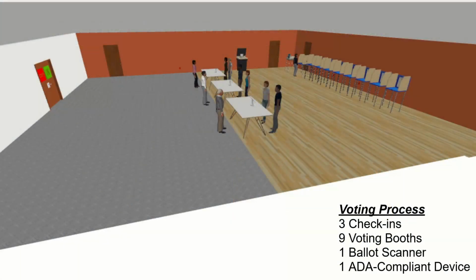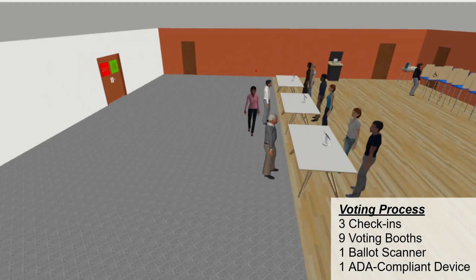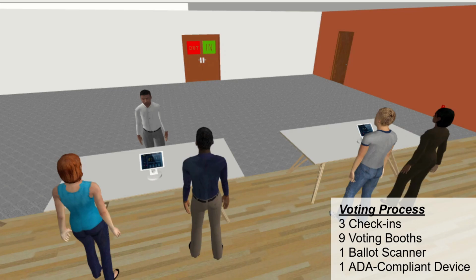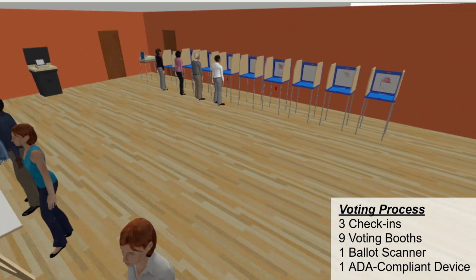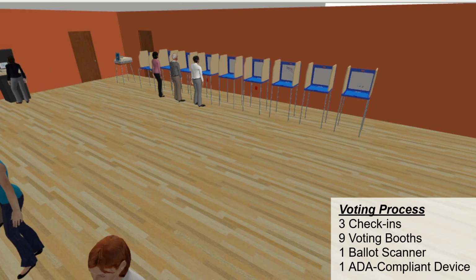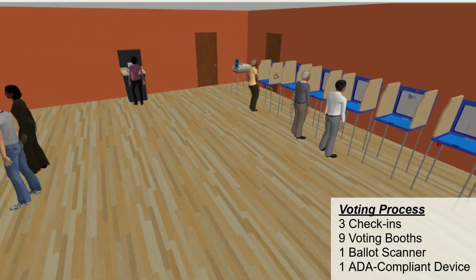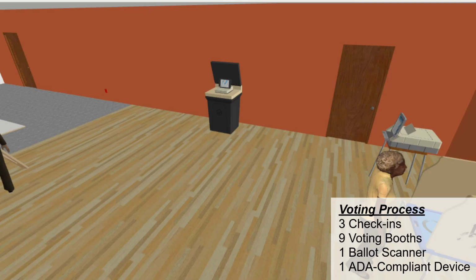A visual representation of the voting process is currently being shown on screen, with voters checking into the polling location at an electronic check-in, where they are provided a paper ballot. The voter then hand marks their ballot at a privacy booth before submitting the ballot at a digital ballot scanner. We assume that 3 check-ins, 9 privacy booths, 1 accessible ballot marking device, and 1 ballot scanner are allocated for the voting process.